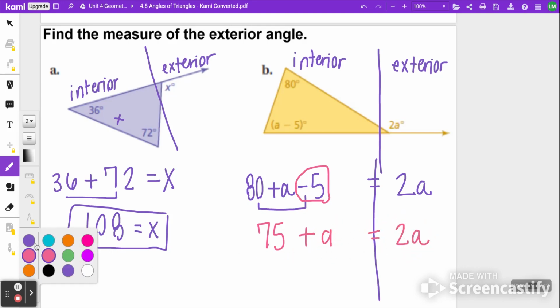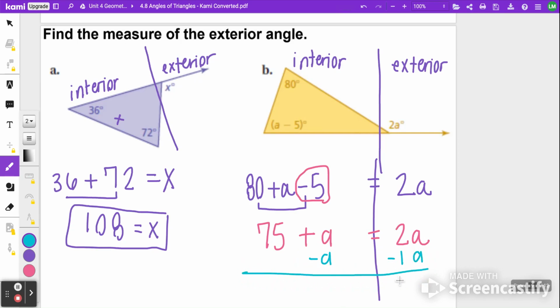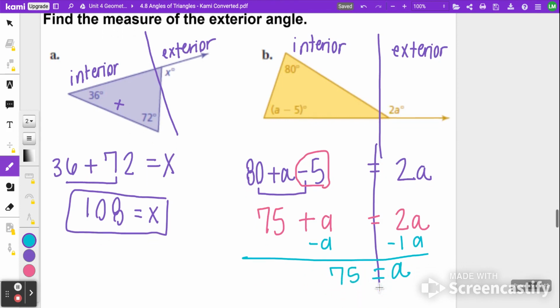Then I want all my a's together, so I'm going to subtract this letter a over here. And remember, if you need to, you can put a 1 in front of it so that it helps you. I'm going to get 2a minus 1a is just 1a, which is a is equal to 75. Now, this is not my final answer because it says find the measurement of that exterior angle. And right here it says 2a. So that means I'm going to have to plug in the 75 where I see the a. So 2a means 2 times 75, which is equal to 150. So 150 degrees is my final answer for letter B, not just 75.